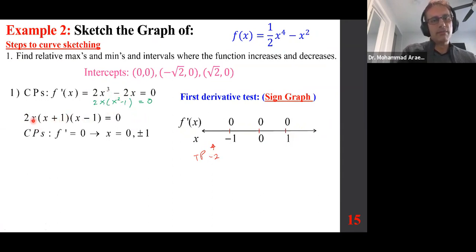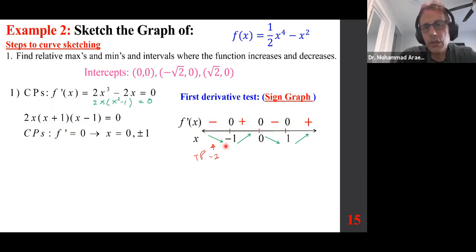If you plug in negative 2, x becomes negative 2, right? Negative 2 plus 1 is negative, negative 2 minus 1 is negative, and x is negative. So negative times negative times negative is negative. If this is negative, you can pick more test points, or as I mentioned, just alternate: negative, positive, negative, positive. I'm going to show it with arrows, and the reason is very simple. Negative, arrow down, means decreasing. Positive, arrow up, means increasing.